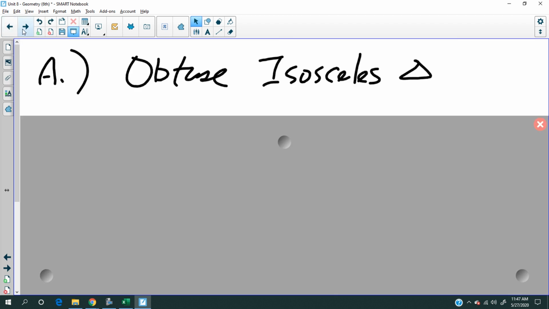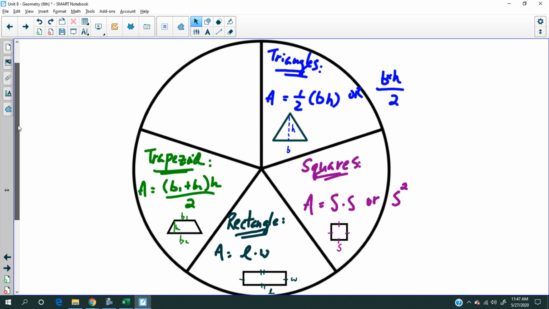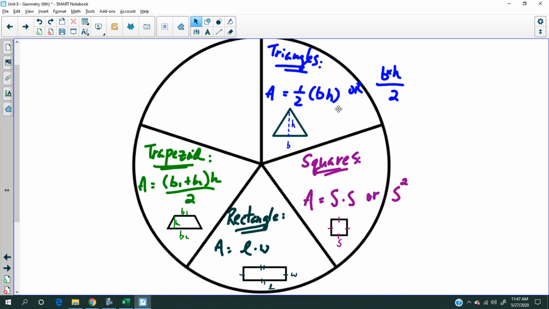Oops, did not do that. Okay, right here. I will leave this here with you, the graphic organizer. Here's what we've done so far: area of a triangle. I might put one area of a triangle question in the quiz just to make sure you remember. Squares, rectangles, and trapezoids. So today it would be good for you to spend a little bit of time remembering these formulas.